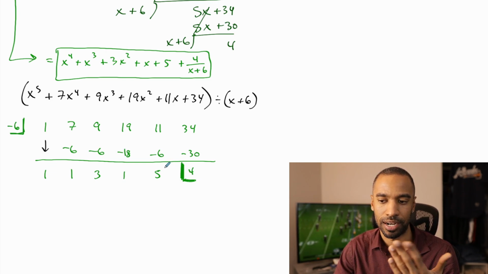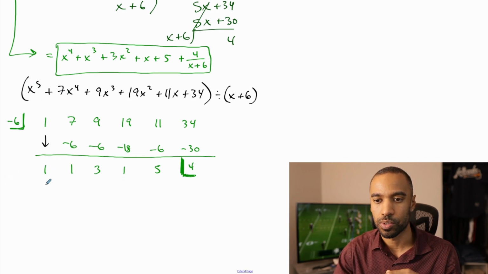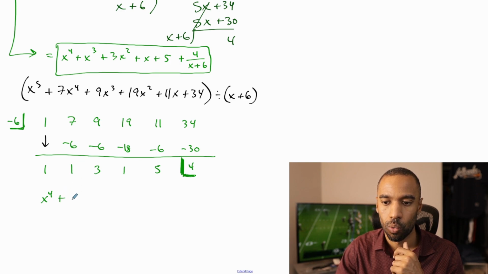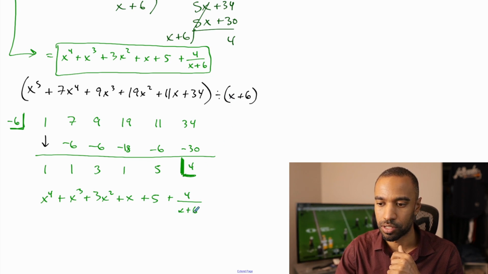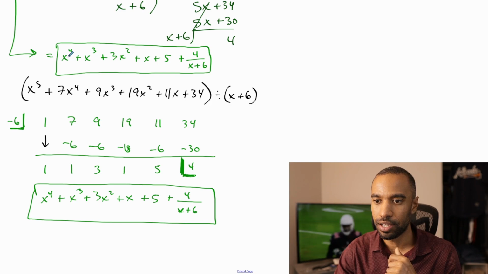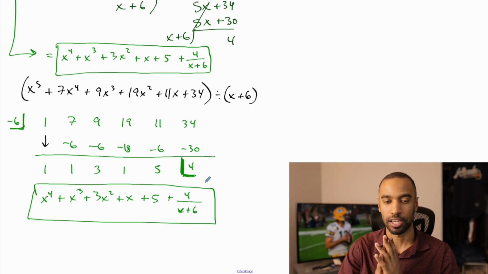And if that's the remainder, then again, it's constant, linear, quadratic, cubic, quartic. So as this was an x to the 5th, this is now an x to the 4th: 1x to the 4th, 1x cubed, 3x squared, 1x to the 1st, and 5. And the remainder is 4 over x plus 6. So we should get the same answer here as we got right here. Let's check it out. x to the 4th, x cubed, 3x squared, x, 5, and 4 over x plus 6.